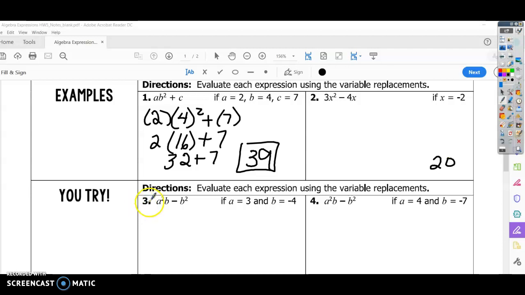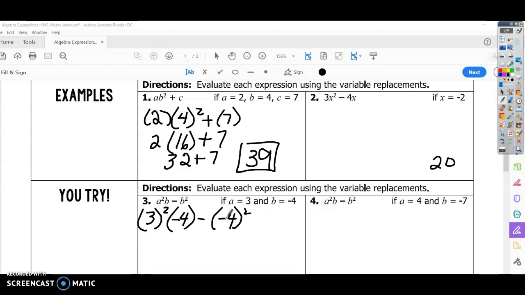Example 3 says take A and square it. So we're going to take 3 and square it. We're going to multiply that by B, which in this case is negative 4, and then minus B squared, which is negative 4 squared. So make sure you realize that this negative is already part of the expression, so that's why it's here. And then B is also negative, so it's inside the parentheses.